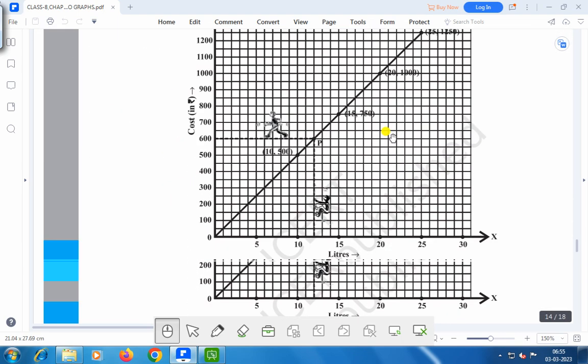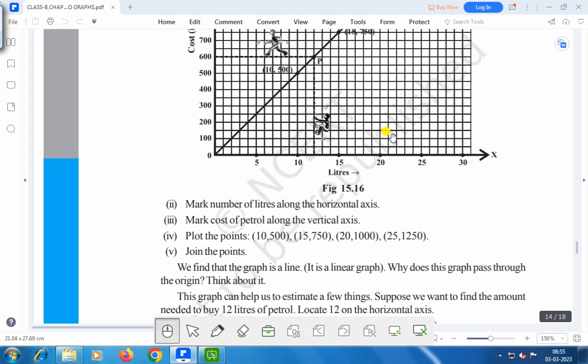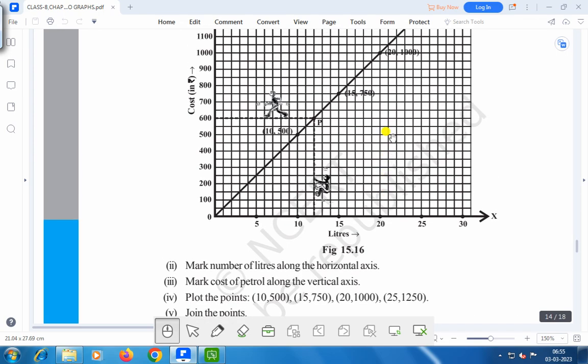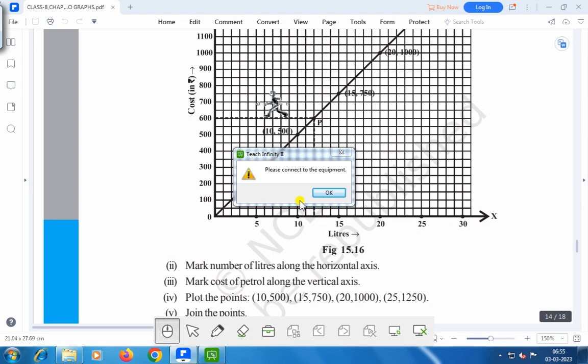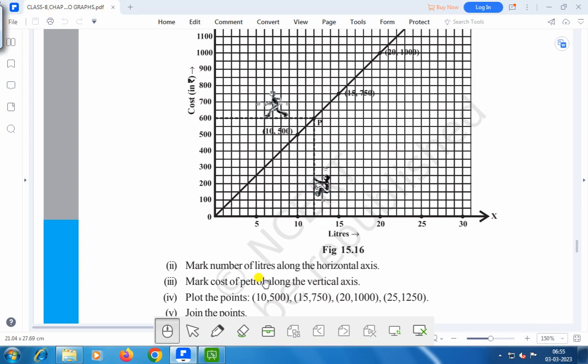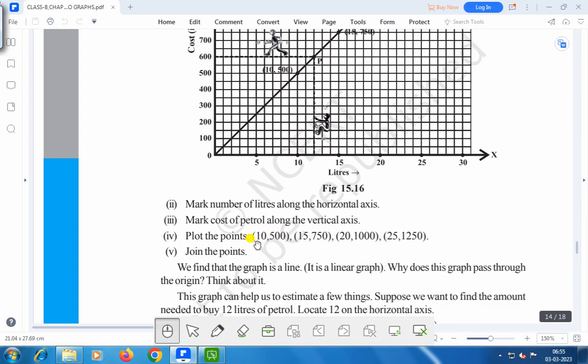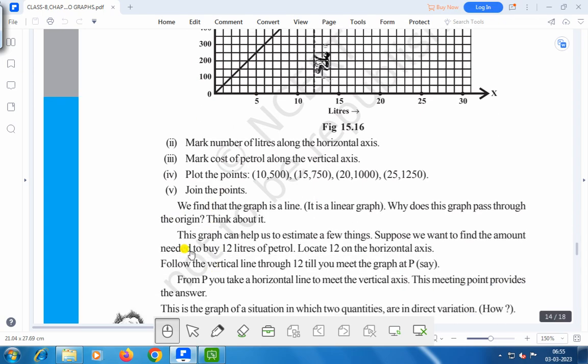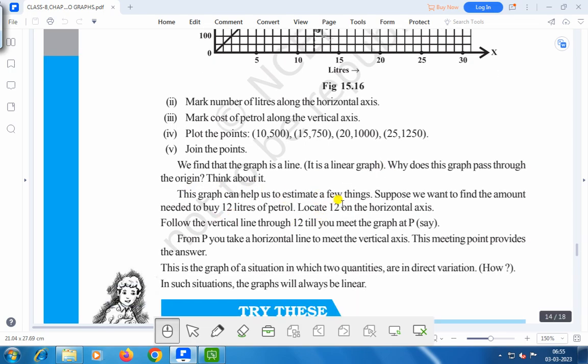Now mark the number of liters along the horizontal axis and the cost of petrol along the vertical axis, and plot the points. If we join all these points from the origin, you find that the graph is a line. It is a linear graph. Why does the graph pass through the origin? Think about it.